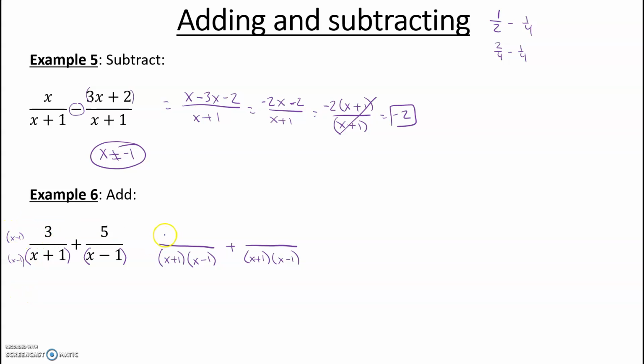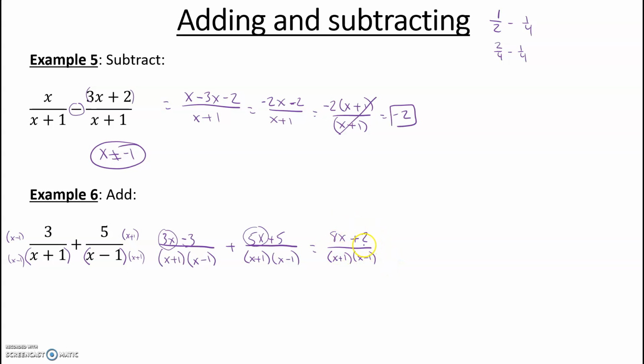So 3 times x is 3x. 3 times negative 1 is negative 3. Now here I have to multiply top and bottom by x plus 1 to get that denominator. Again, distribute 5 times x, 5x, 5 times 1. Now that we have a common denominator, we can go ahead and add. So we have 3x's plus 5x's makes 8x's. And we have negative 3 plus 5. And over that common denominator, x plus 1, x minus 1.